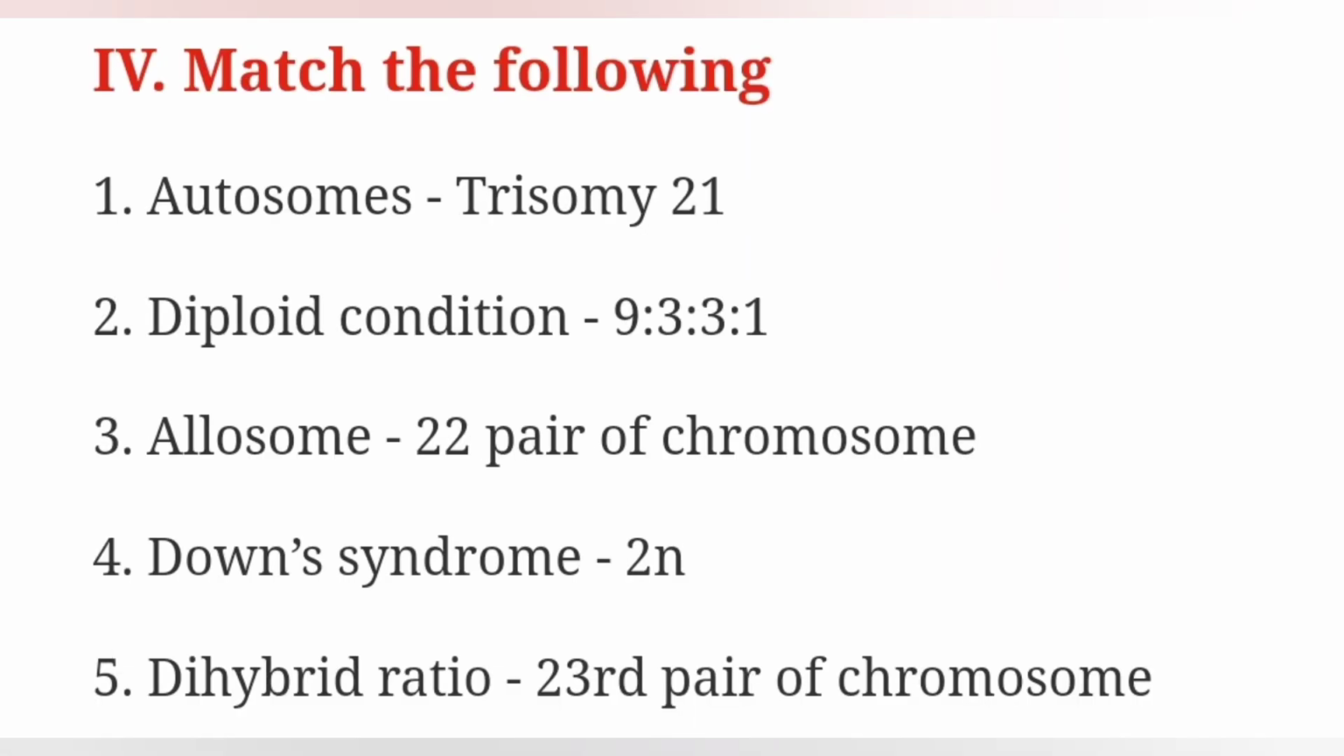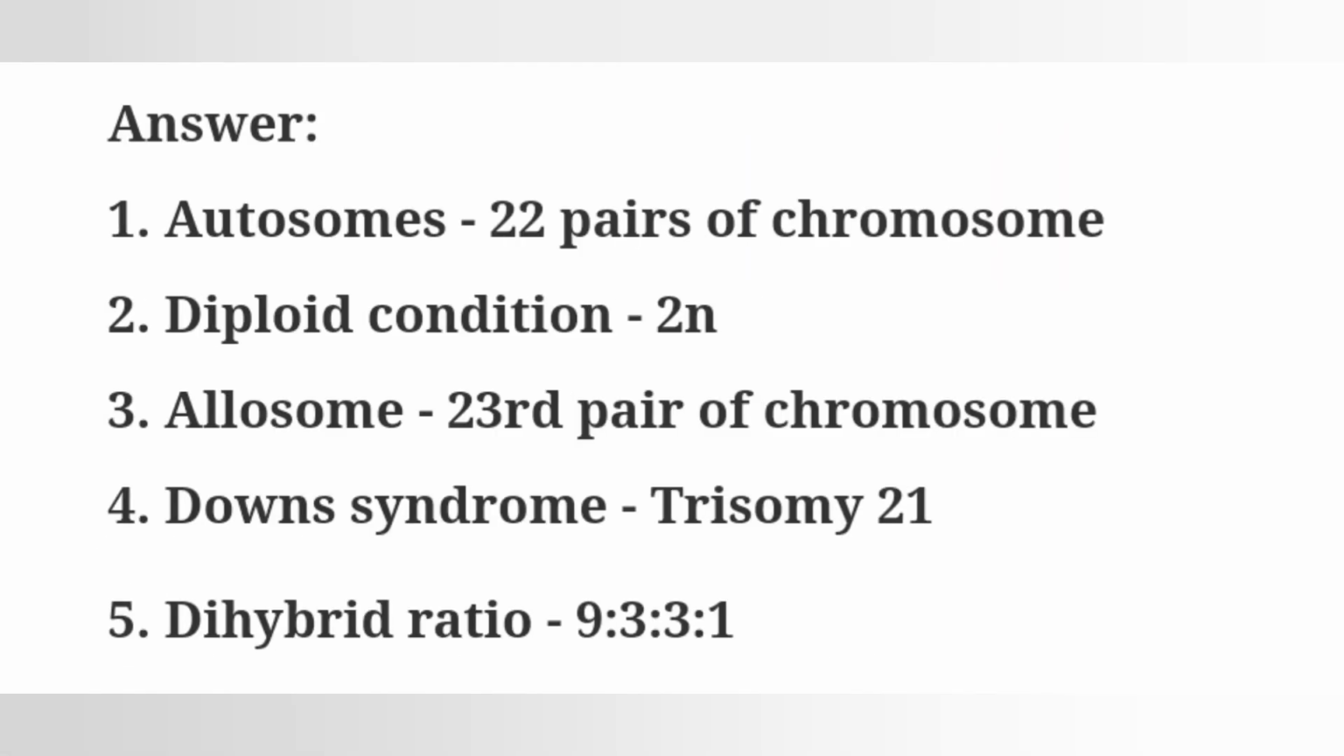Fourth Roman letter, match the following. Answer, first one, autosomes. Answer, 22 pairs of chromosome. Second one, diploid condition. Answer, 2n. Third one, allosome. Answer, 23rd pair of chromosome. Fourth one, Down syndrome. Answer, trisomy 21. Fifth one, dihybrid ratio. Answer, 9:3:3:1.